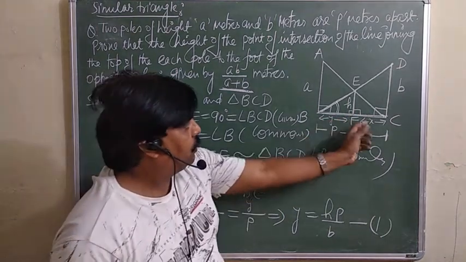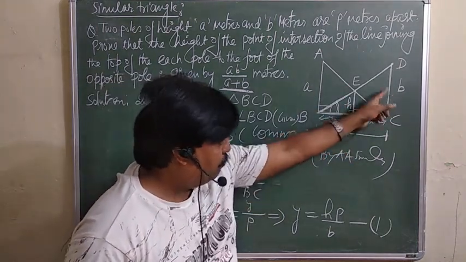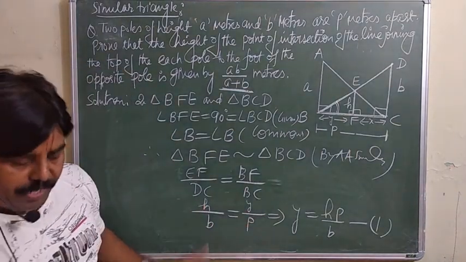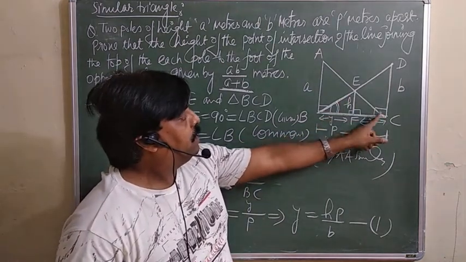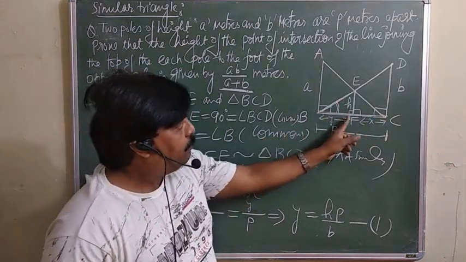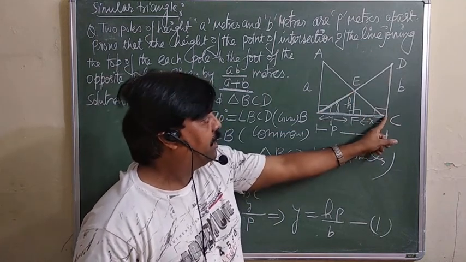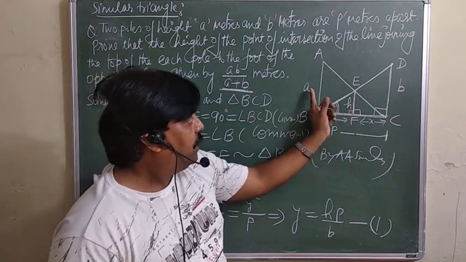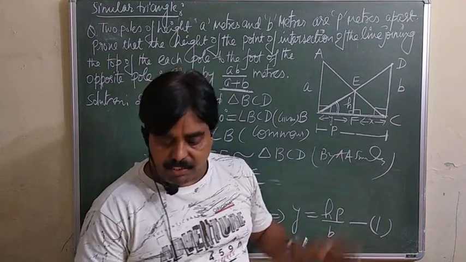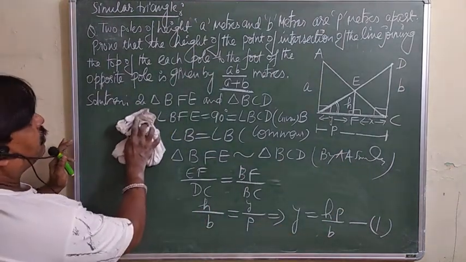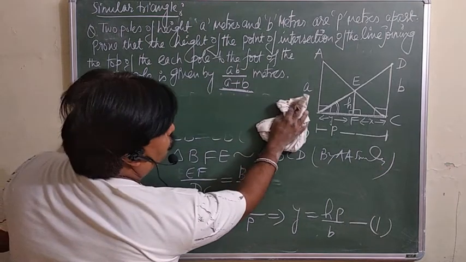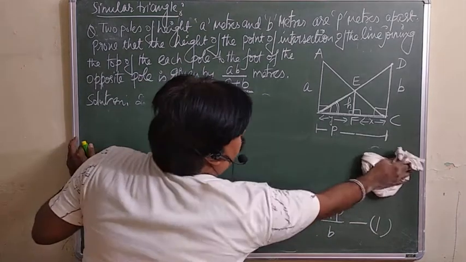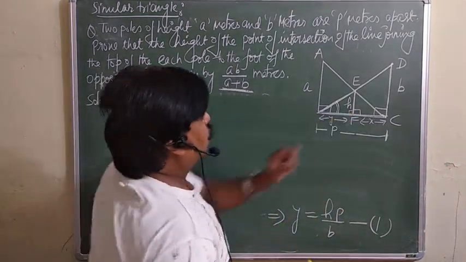I am going to create a relation in X and Y in terms of H, A, B and P. So you will get Y is equal to H into P over B. Now similarly, as we took triangles BFE and BCD, we will take triangles CFE and CBA, because we want the relation in A, H, B and P. So your next step will be here. I'm going to rub this portion.